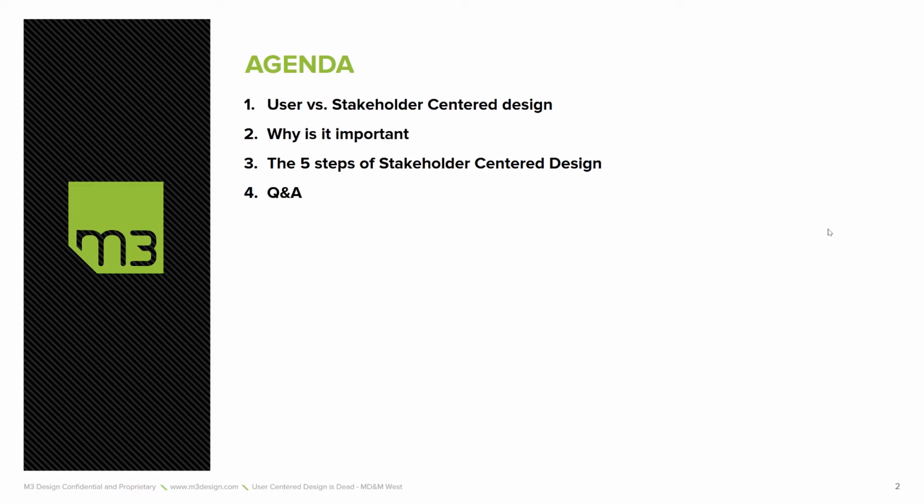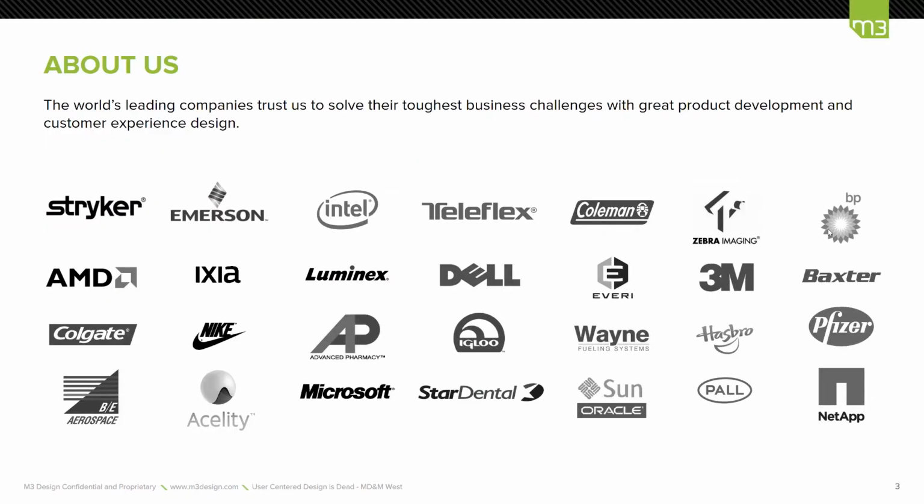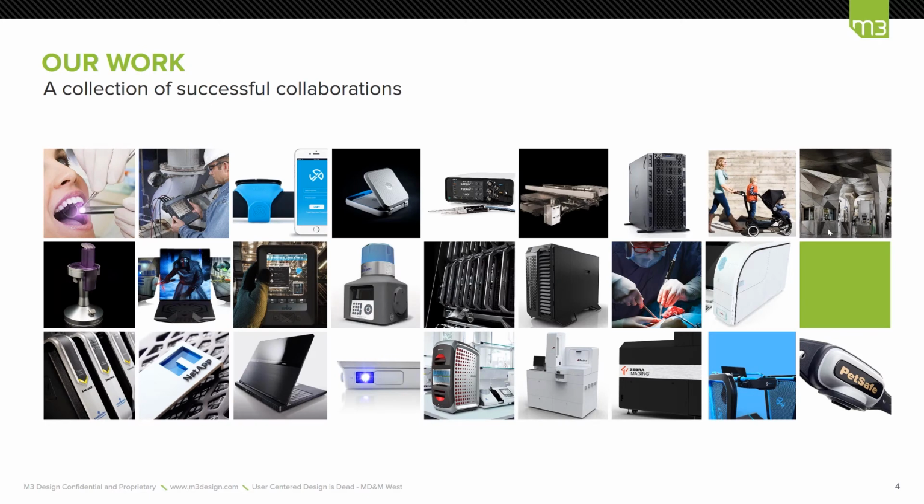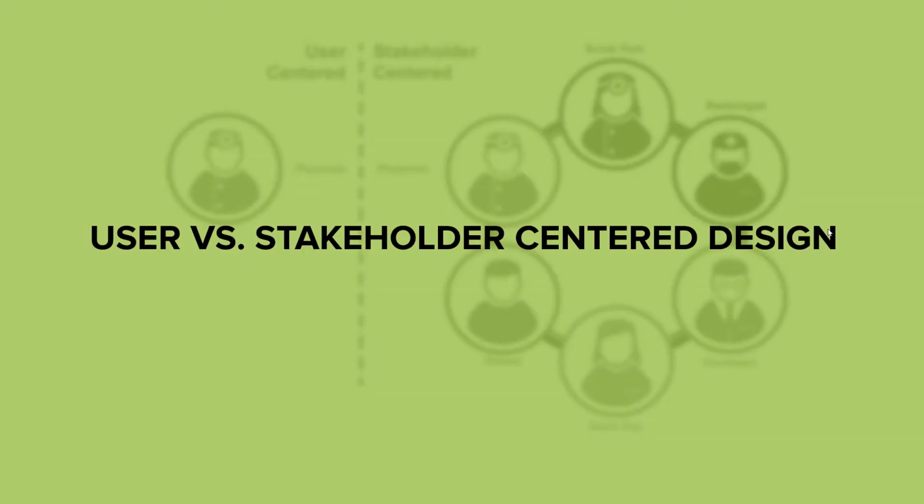Before I get started, just a little bit about M3 Design. We're a product development firm based in Austin, Texas. We work with many companies, both in the healthcare space as well as outside. What we do is we work with our clients to identify how to meet their business objectives through great product design and user experiences. Here are some of the products we've worked on in the past. As you see, it's a variety of things, everything from dental products to surgical space, to consumer goods and even machine design. So let's go ahead and get started.